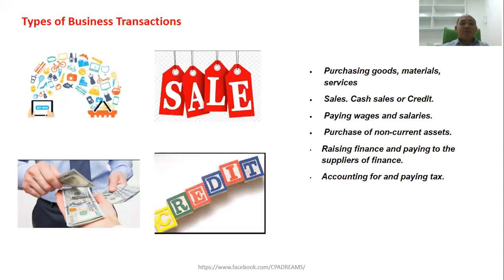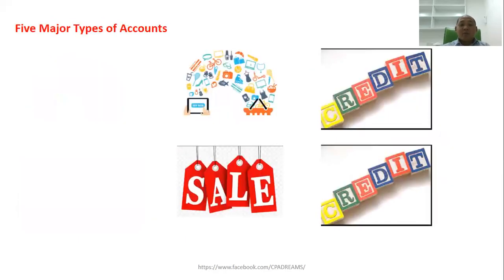So these are some samples of business transactions, meaning they will have an impact on the 5 major types of accounts. Remember, I discussed the assets in the previous mini video lessons. It will have an impact on the assets. For example, purchasing of goods, like what I have said, goes to inventory. So there's an increase in inventory. If it is on account or on credit, then you have a corresponding effect on the liability. So there is an increase in accounts payable.